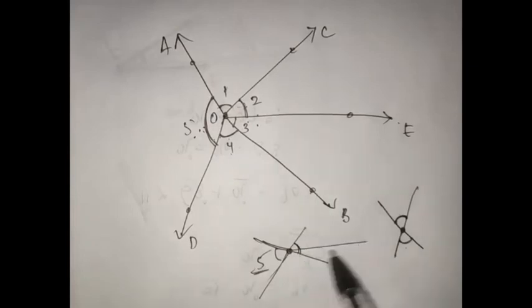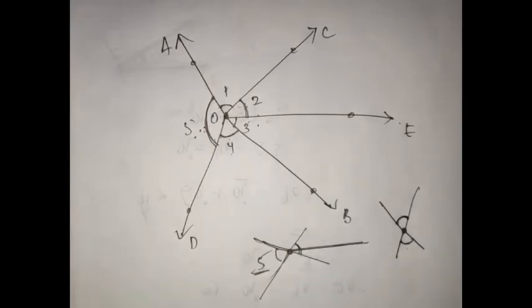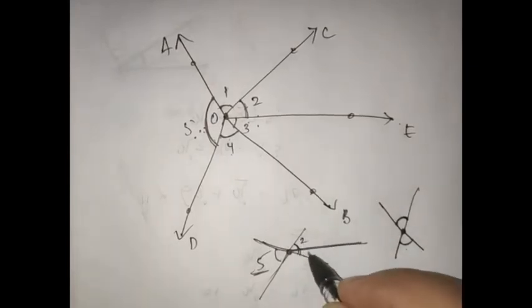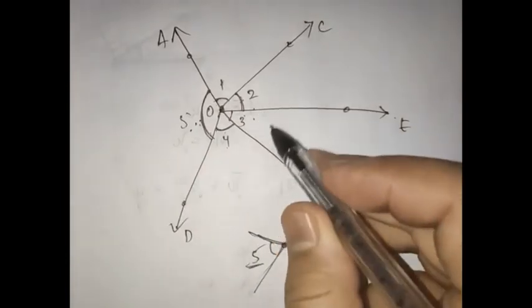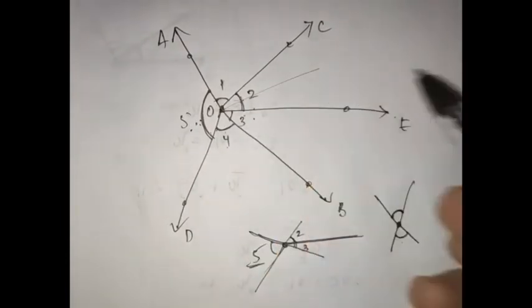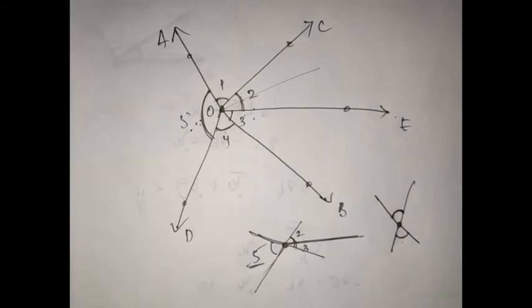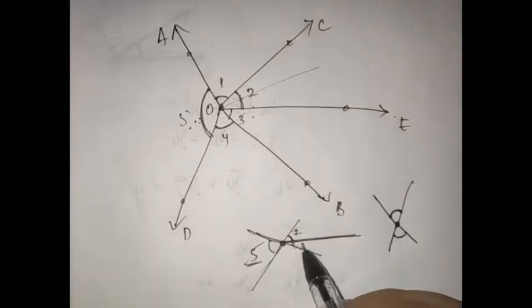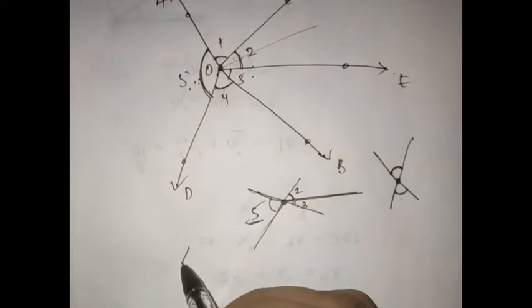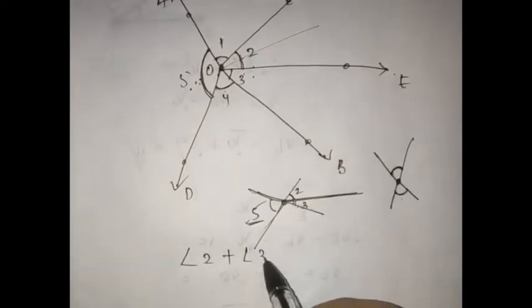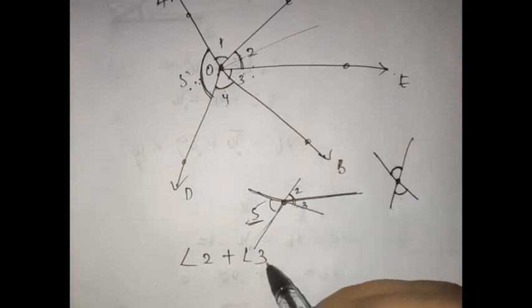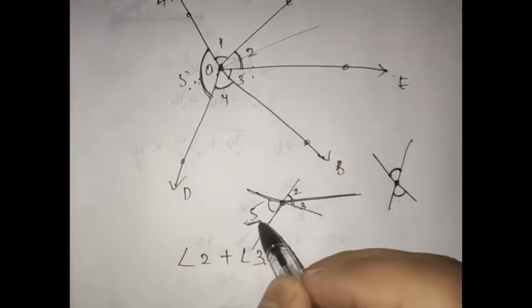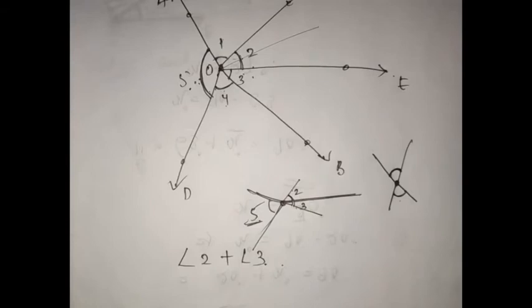Whatever lines come, 2 and 3, two angles are forming here. If there was another line, then you would have considered all the angles. But over here there are only 2 angles we can see, that is 2 and 3. So student, angle 2 plus angle 3, after adding this, whatever result you get, that would be the result of the opposite angle of 5.